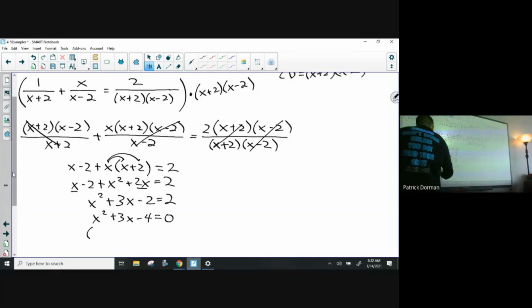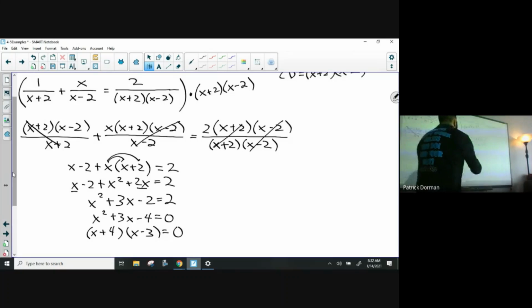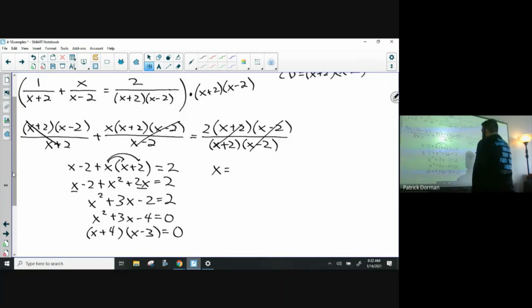And I would love it if this was factorable. I'm going to pretty much guarantee you it's going to be. So I need to think of two numbers such that when I multiply them, I get -4, and when I add them, I get +3. I'm going to put those two numbers in the blank spots. Those two numbers are going to be +4 and -3. So that means that our solutions are x equals -4 and x equals +3.